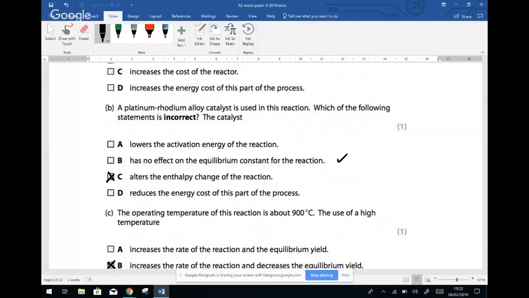This is wrong, because we know that what Hess said was any reaction that starts at the beginning and ends at the same place, no matter what route you take, it will have the same enthalpy change. Well, they've just said it alters it, and that's definitely not true.